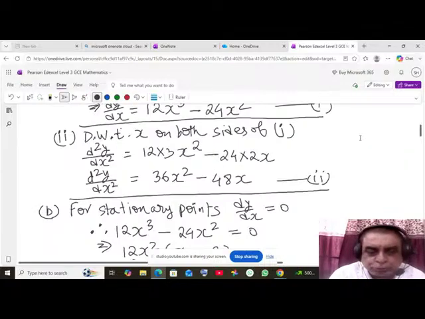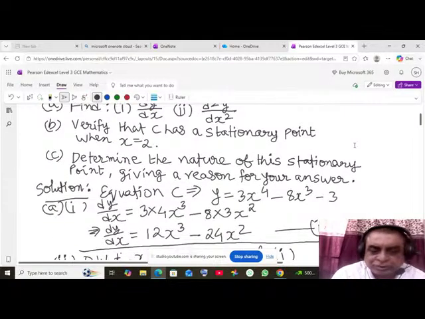Now, second part, B part, we have showed it. Now we are moving to the C part. So C part says determine the nature of the stationary point, giving a reason for your answer. So there are two types of stationary points, the maxima and minima. So it is asking what type of stationary point this is. Either is it maxima or minima? So we will check it.